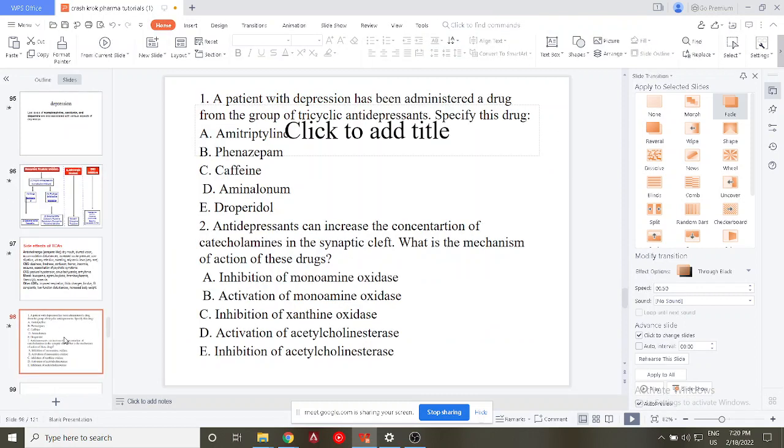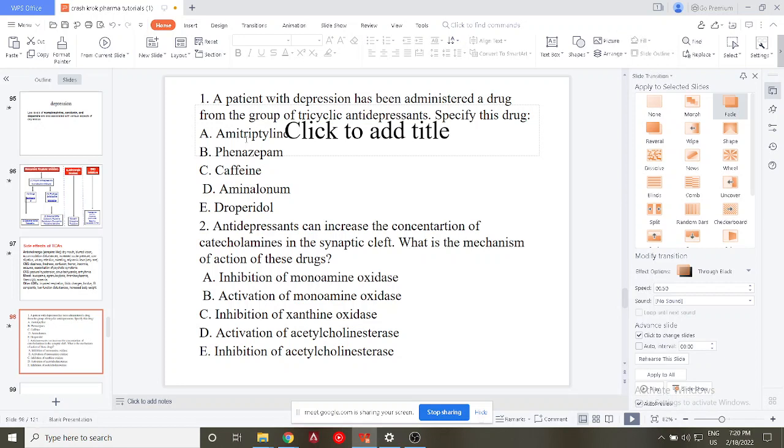Okay. So now we have questions. So someone please read and answer. A patient with depression has been administered a drug from the group of tricyclic antidepressants. Specify the drug. We have amitriptyline. That's correct. Next question.